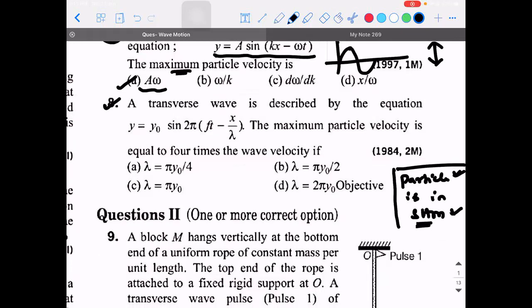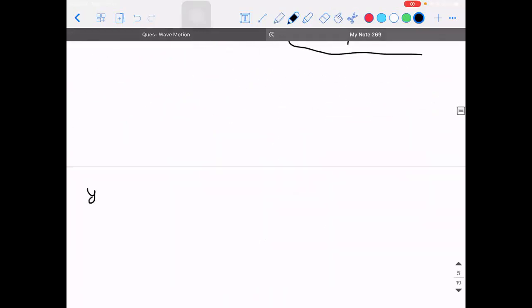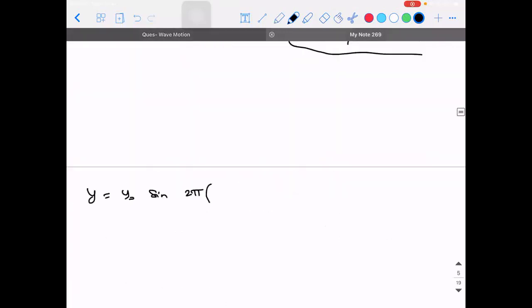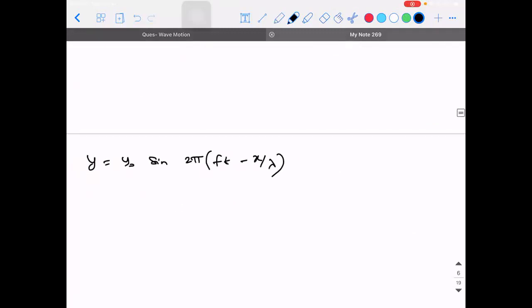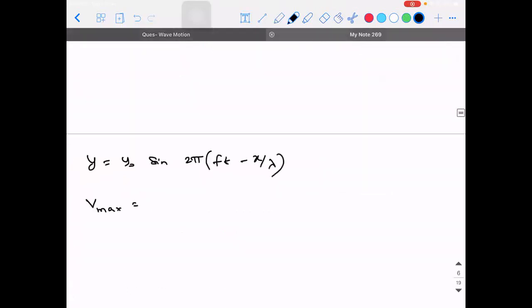So let me write down the equation. What is the equation? y is equal to y naught sine 2 pi into (ft minus x divided by lambda). What did they say? Maximum velocity is equal to how much? The maximum particle velocity is equal to 4 times the wave velocity. So maximum particle velocity is 4 times the wave velocity.